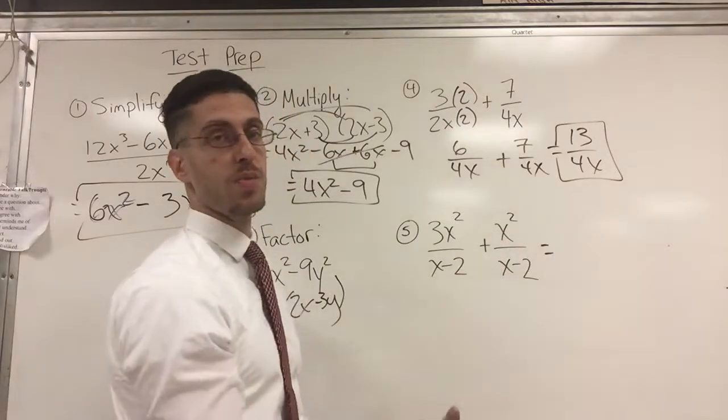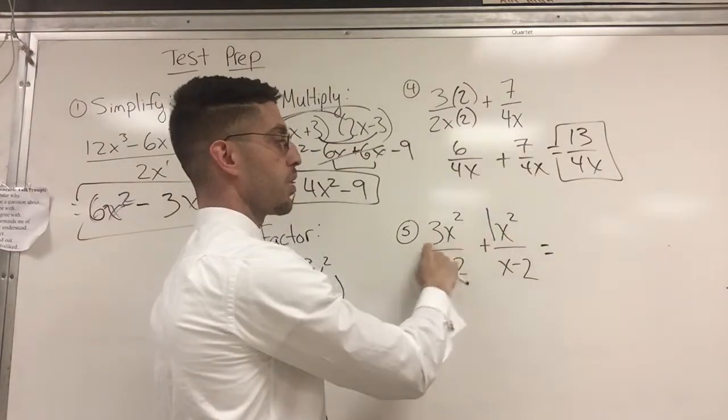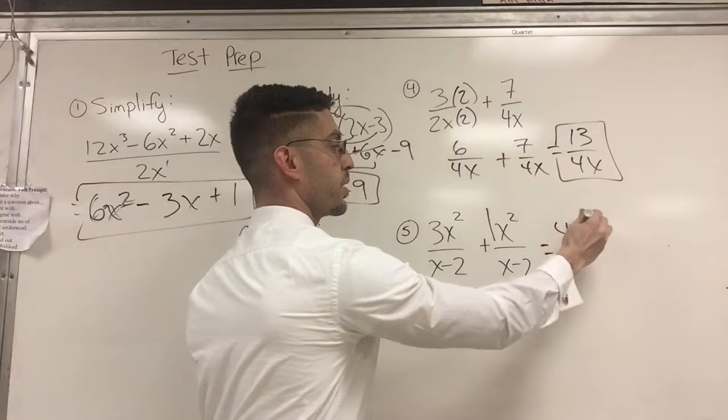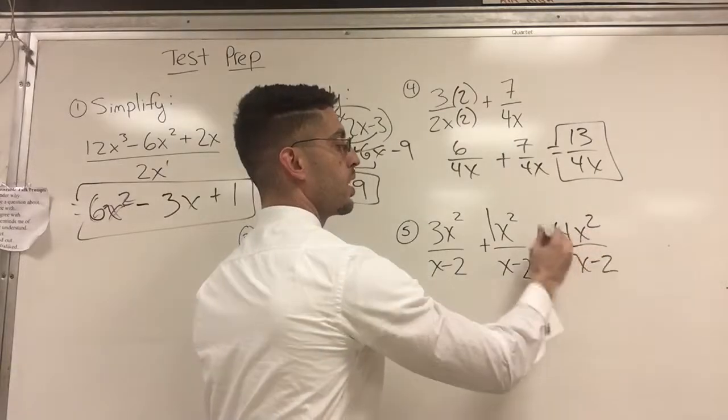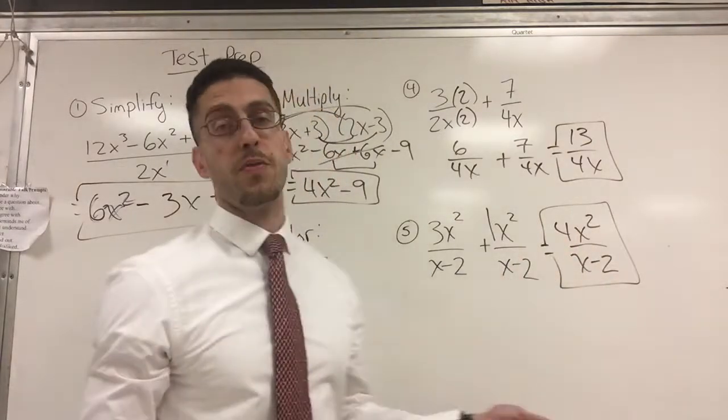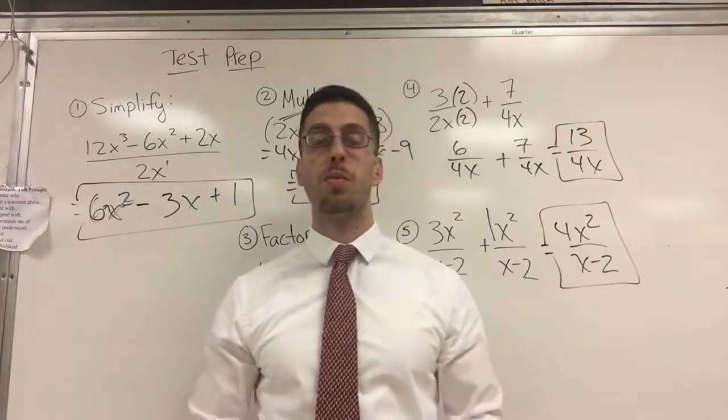Ooh, those are like terms. This is so easy. There's a 1 here. 3 plus 1 is 4x squared. Keep the bottom the same. And what I thought was a difficult problem is actually probably the easiest one on the board.